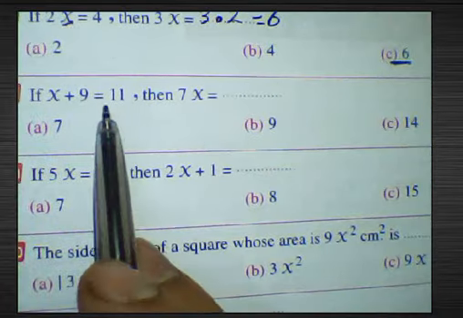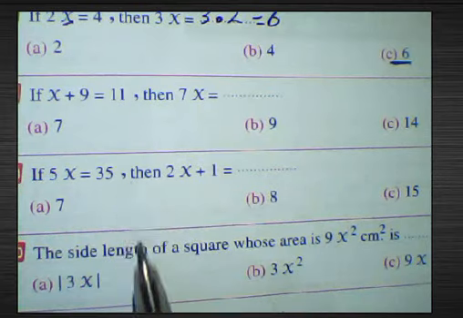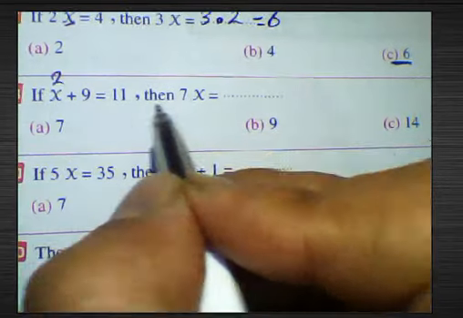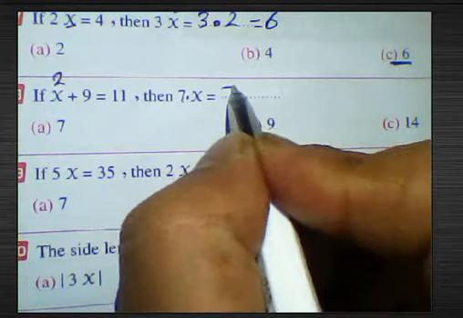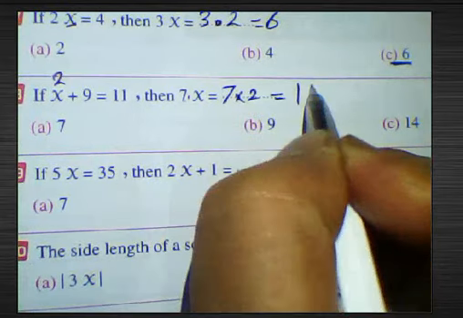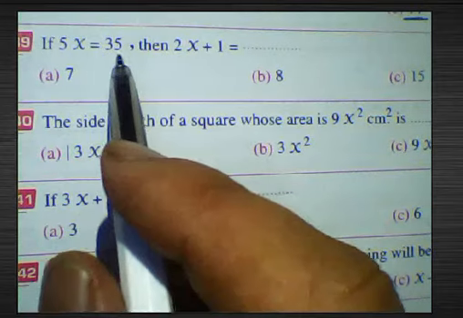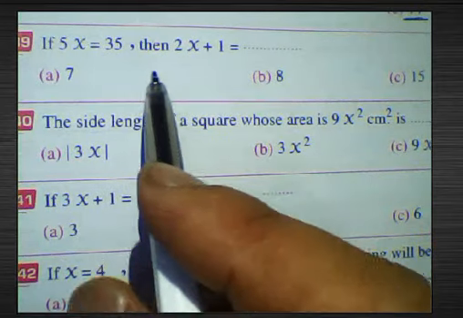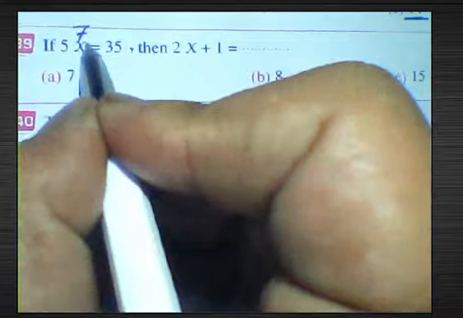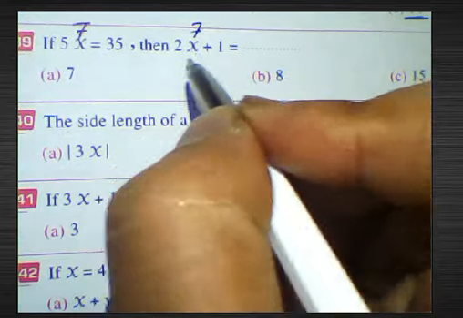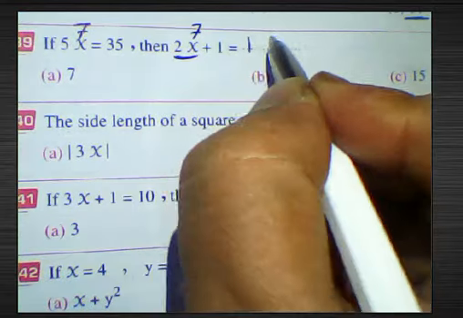If x plus 9 equals 11, then 7x equals what? We know 2 plus 9 equals 11, then 7 times x equals 7 multiplied by 2, which equals 14. If 5x equals 35, then 2x plus 1 equals what? We know 5 times 7 equals 35, then 2 times 7 equals 14. 14 plus 1 equals 15.